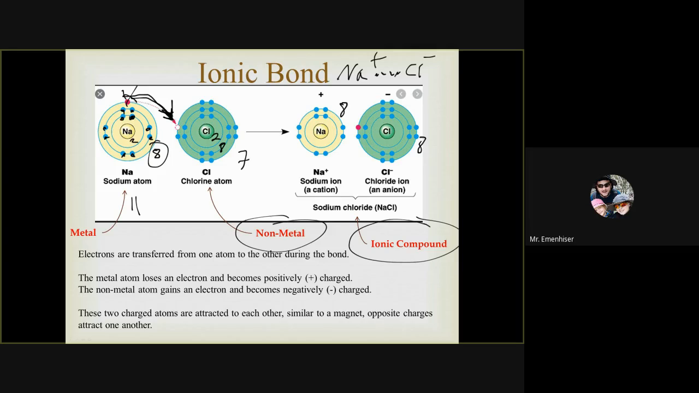In an ionic bond, electrons are transferred from one atom to another. Metal loses an electron, becomes positive. Non-metal gains electrons to become negative. And these 2 charged atoms are now attracted to each other. And that's what keeps it together.